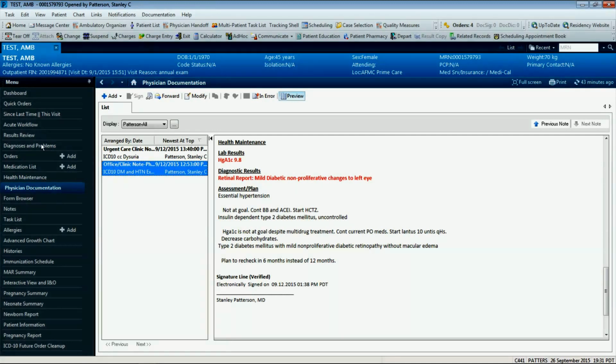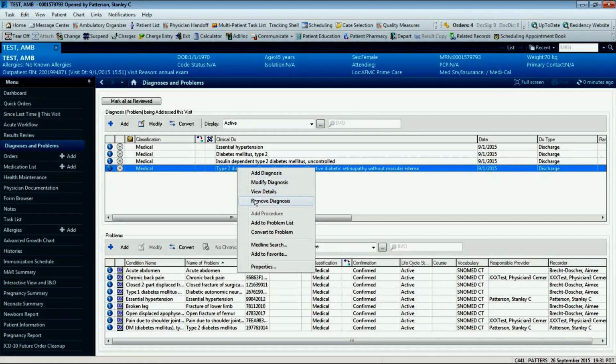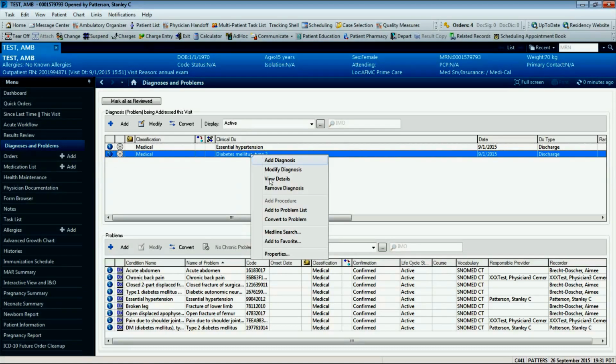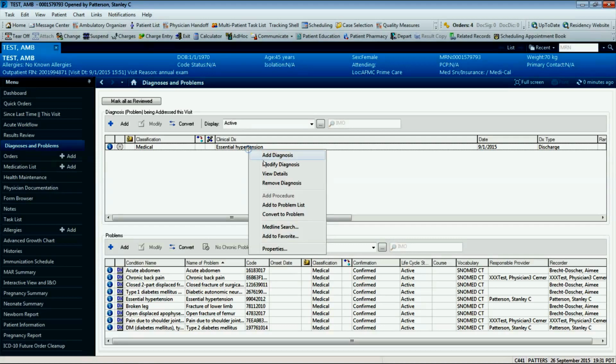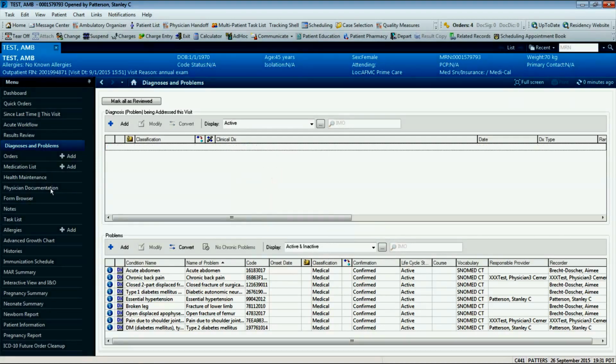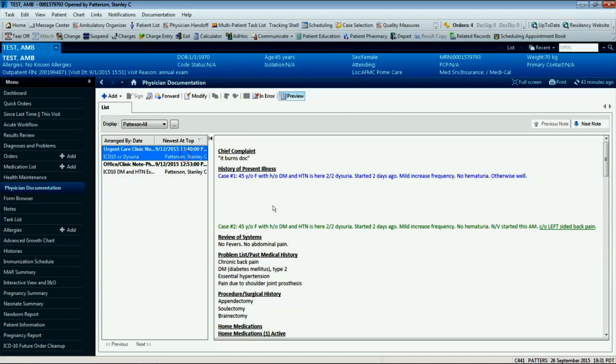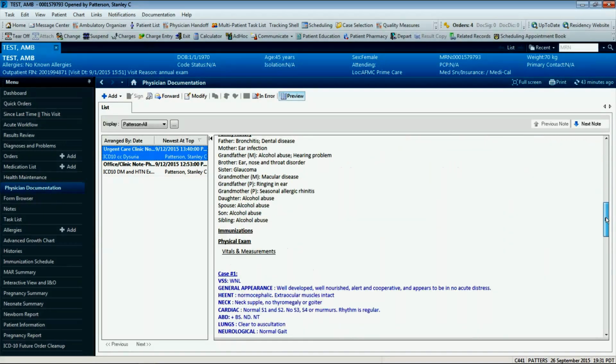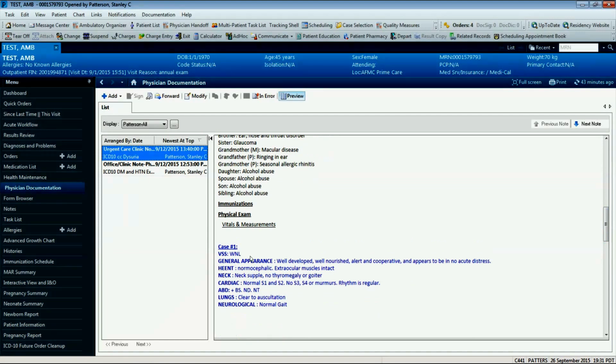So, the next example that I want to go into is a UTI. This will be for the acute visit, both in the office setting and, let's say, urgent care. So our patient here is a 45-year-old female with history of diabetes, hypertension, with dysuria, started 2 days ago, mild increased frequency, no hematuria, otherwise well. Okay. Exam, vital signs are normal, unremarkable exam.